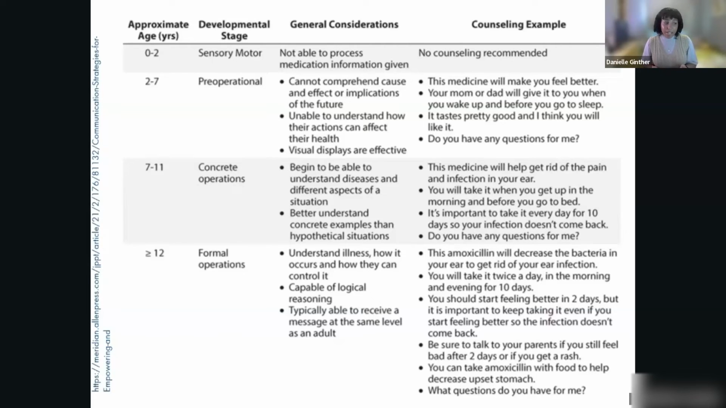You will take it twice a day. You should start feeling better in 2 days, but it's important that you take this medication for all 10 days that it's prescribed. Talk to your parents if you still feel bad after 2 days. And then you can take this medication with food to help you with upset stomach, and then asking if they have any questions for you. So even though this example is very medically focused and more specifically to amoxicillin, these tips can be useful when considering how we may communicate in an age-appropriate way to children regarding health and other behaviors.